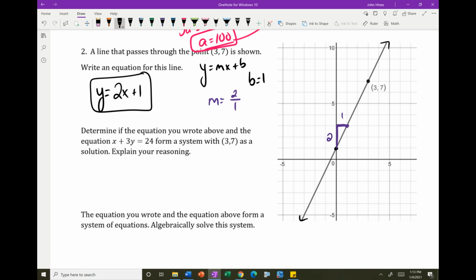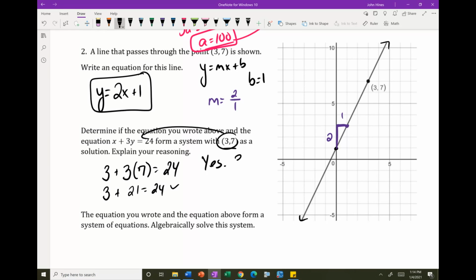Determine if the equation you wrote above and the equation x plus 3y equals 24 form a system with (3, 7) as the solution. So let's see. I know (3, 7) works for this guy. It doesn't say it works for this guy. So x plus 3y, does 3 plus 21 equal 24? It does. So the answer is yes. (3, 7) makes both true.